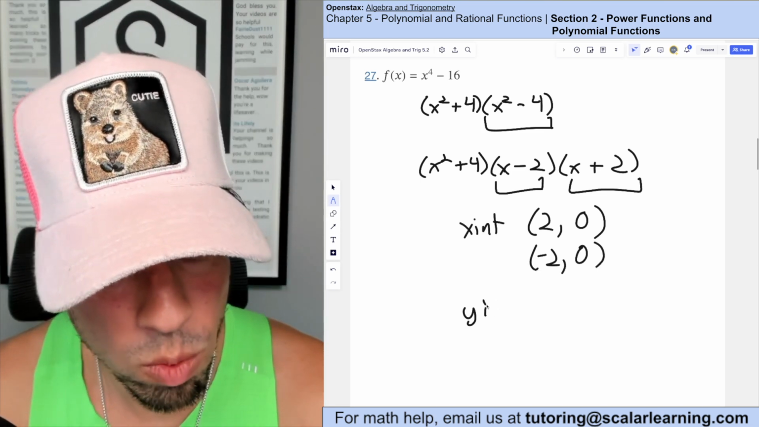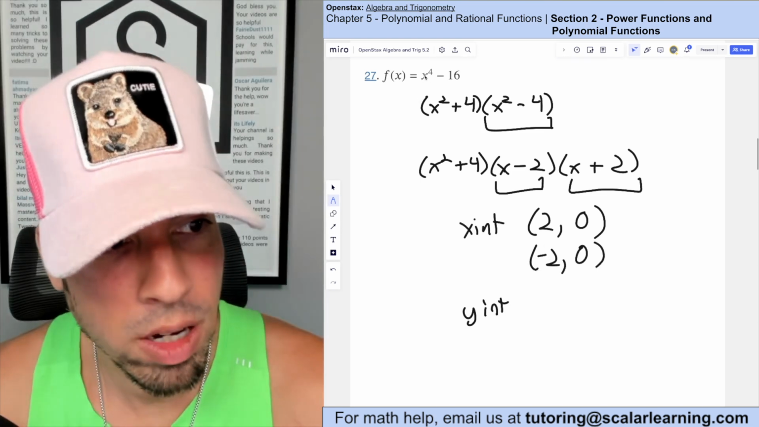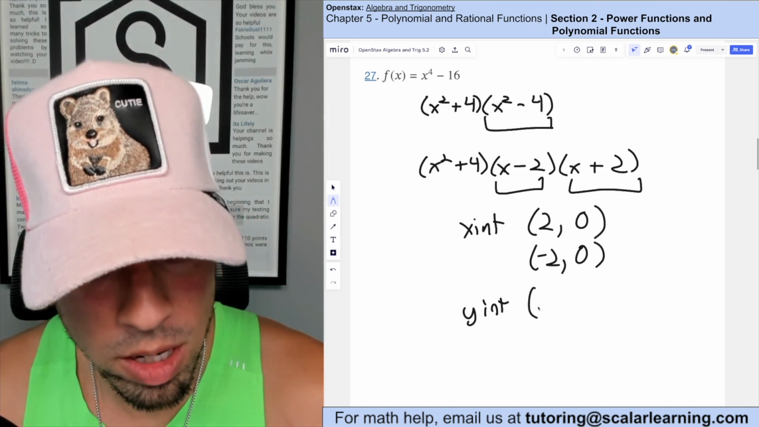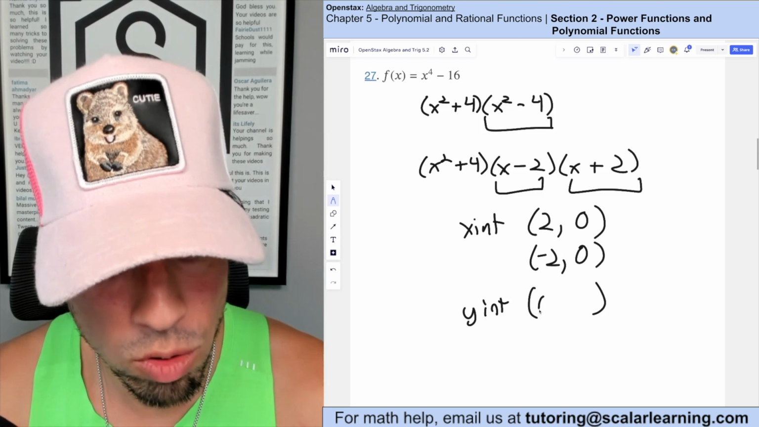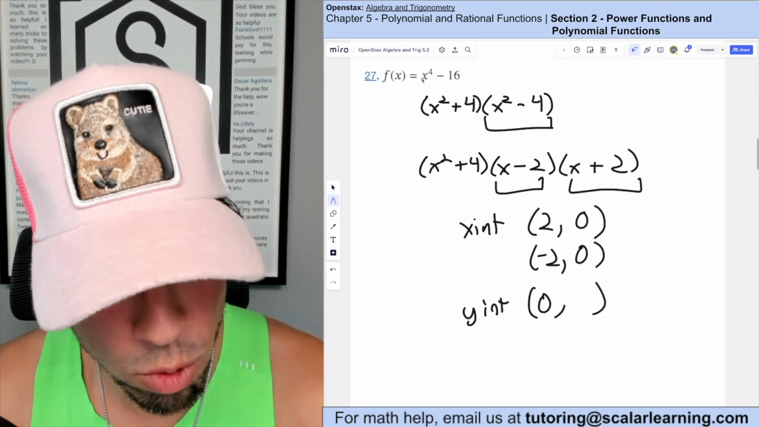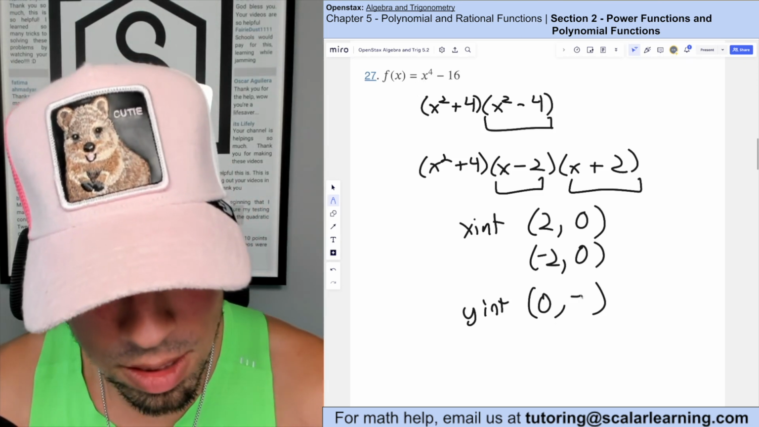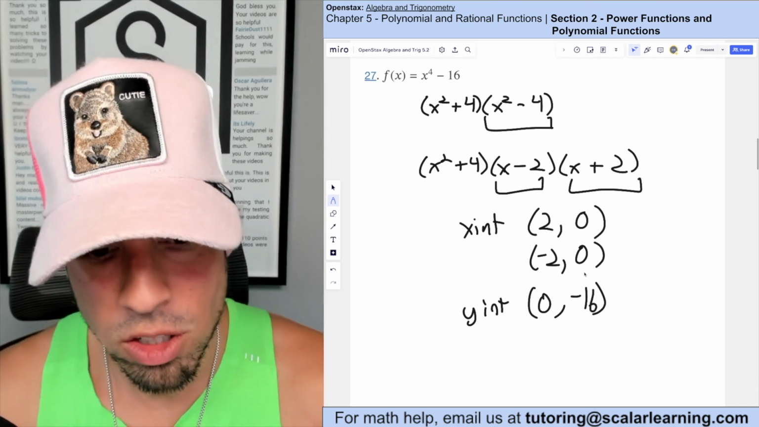And then when we come for the y-intercept, what we're doing is we're plugging 0 in for x, right? Just like for the x-intercept, 0 is basically your y value. For the y-intercept, 0 goes in for x. So you plug it in. 0 to the fourth power is 0 minus 16 is negative 16. There are your intercepts. Done.